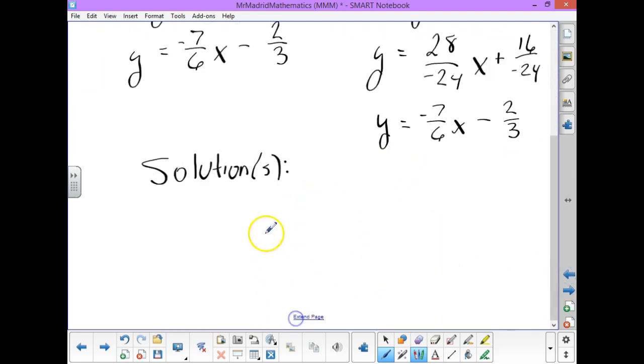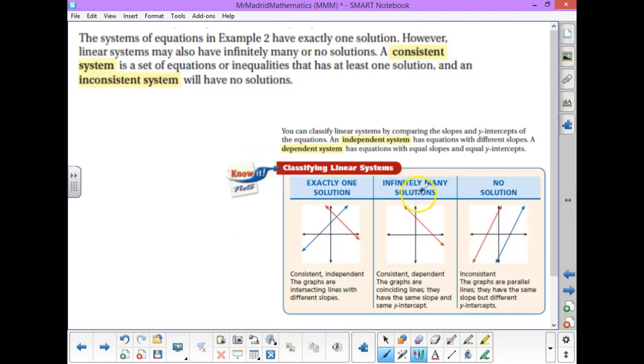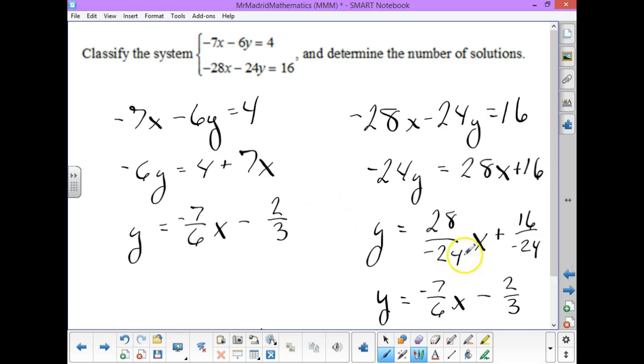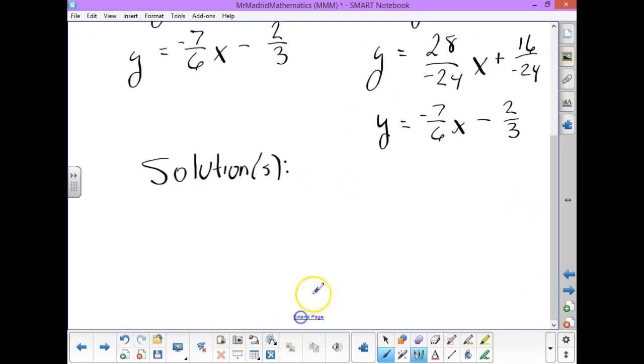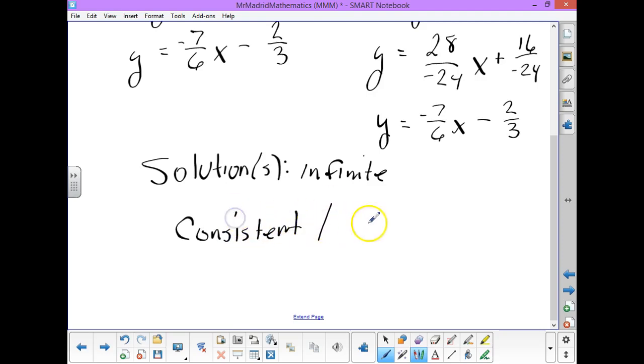Consistent. So sorry, the solutions were infinite. So we'll put that on here. Infinite. And as far as classification, it's consistent. As you'll read when you jot those notes down, there's a solution, and it's dependent because it's virtually the same line.